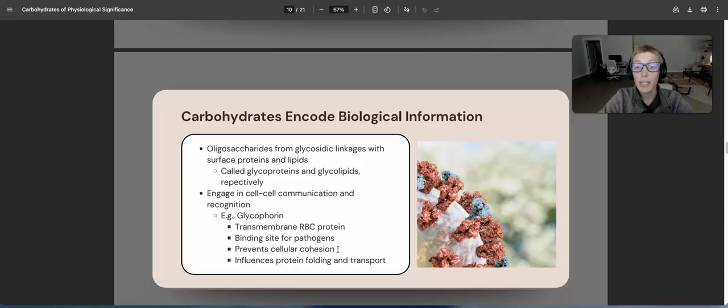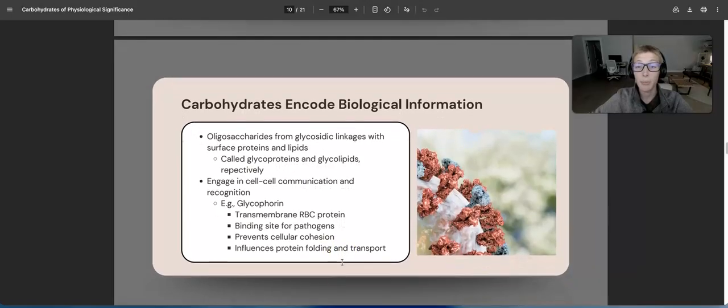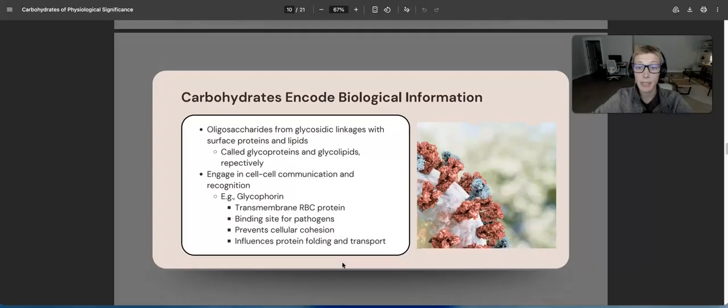Additionally, due to the net negative charge of the carbohydrate chain, they prevent cellular cohesion, which, as you can imagine, is particularly useful for red blood cells, where smooth laminar blood flow is of utmost importance, essentially preventing red blood cells from clumping together.